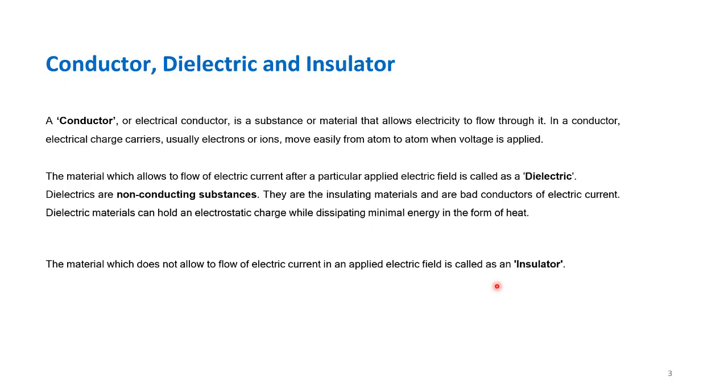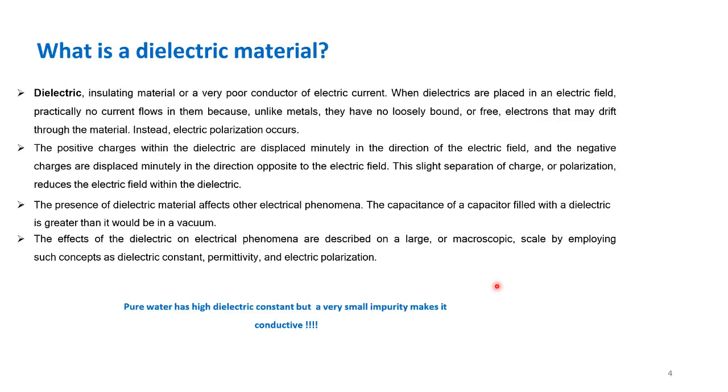Then a material which allows the flow of electric current after a particular applied electric field is called a dielectric. Dielectrics are non-conducting substances. They are insulating materials and are bad conductors of electric current. Dielectric materials can hold an electrostatic charge while dissipating minimal energy in the form of heat. Then we have the insulator, which does not allow the flow of electric current upon applying an electric field. Dielectric materials are important sometimes, depending upon our application, obviously.